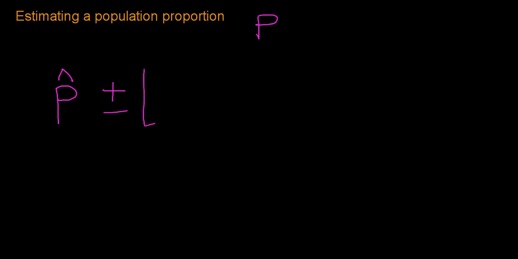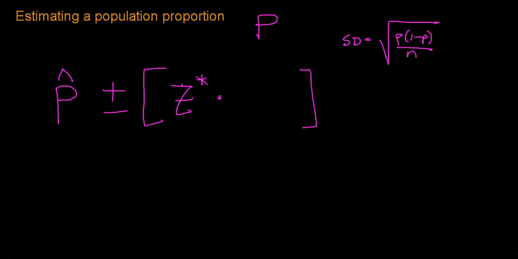From there, I'm going to go up and down by my margin of error, which is a combination of your critical value, the Z star that we just talked about finding based on how confident you are, times the standard deviation of the statistic. And this is where we run into a slight problem. The standard deviation of a sample proportion is the square root of P times 1 minus P divided by the sample size n. The problem is, I don't know what the true P is. Remember, that's what we're trying to estimate. So I can't possibly calculate the standard deviation of the sample proportion if I don't know the truth.